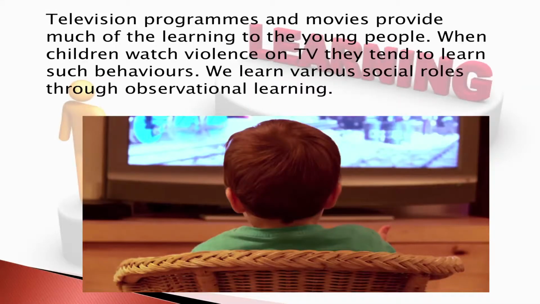For example, young people learn aggression by watching the actions of others, models. Much of the learning of young people happens this way. When children watch violence on TV, they tend to learn such behaviors. We learn various social roles through observation.